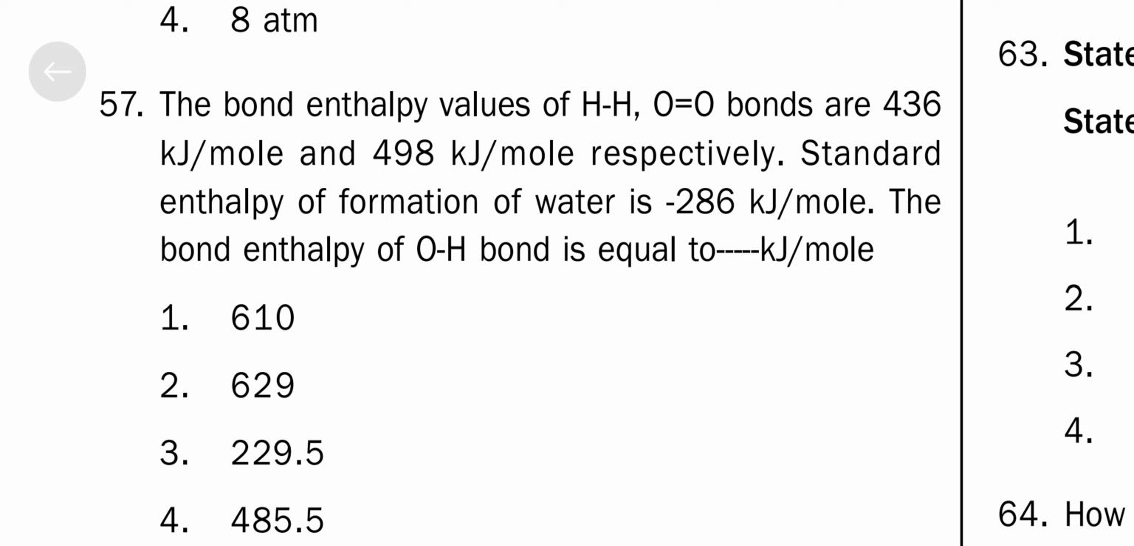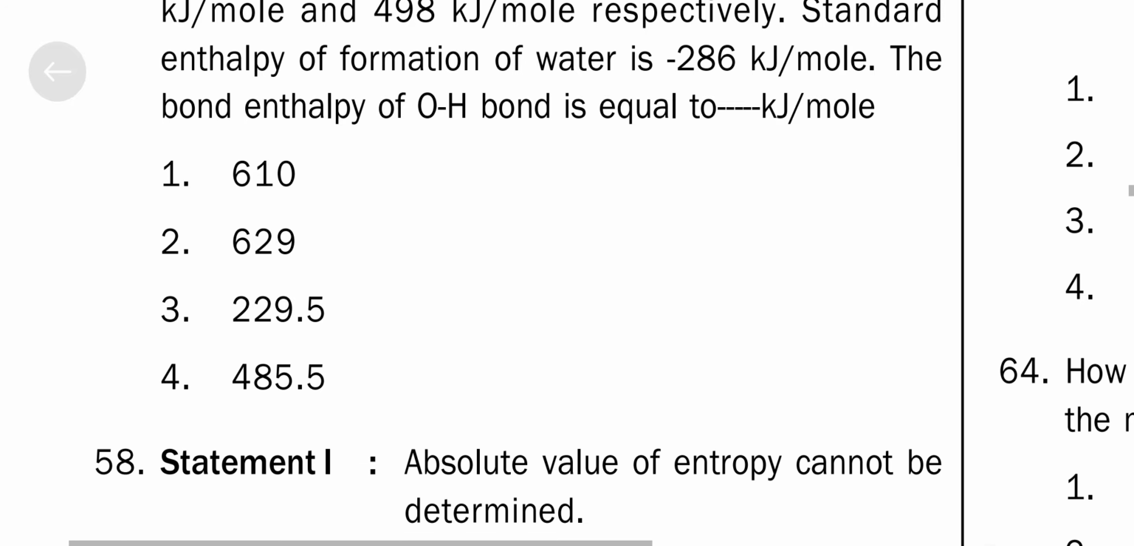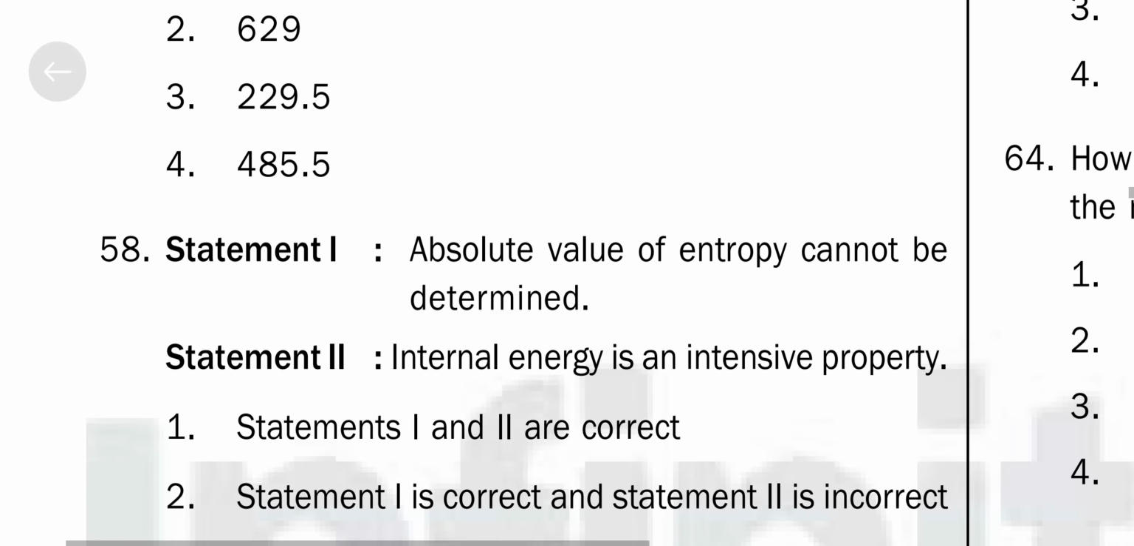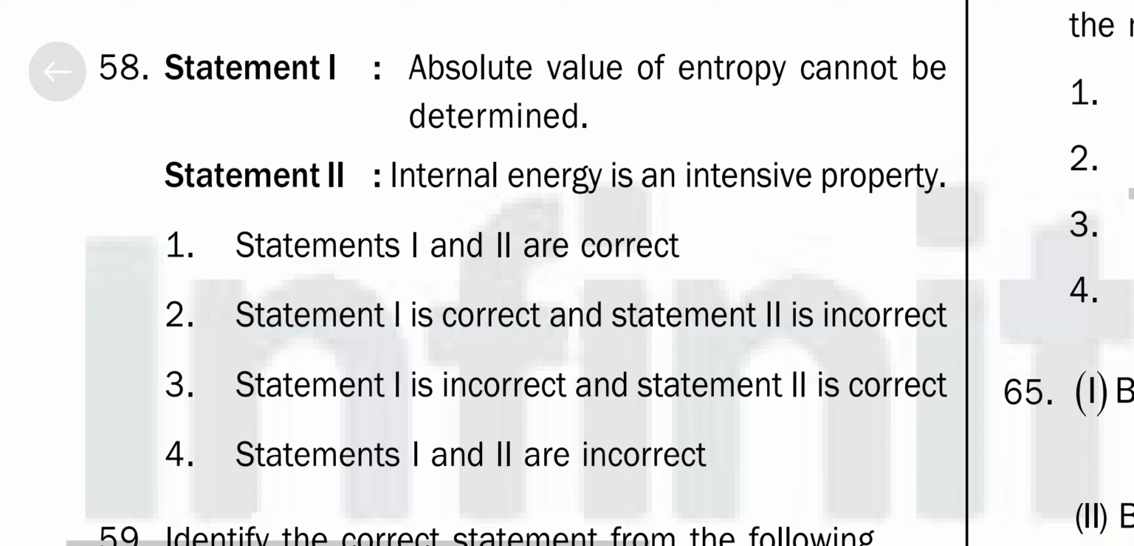971, but 2 OH bonds are there, so for each OH bond it will become 485.5. You can do it, but it is time taking; use the direct formula. Absolute value of entropy cannot be determined, can be determined. Internal energy is an intensive property, it is an extensive property, so both the statements are incorrect.